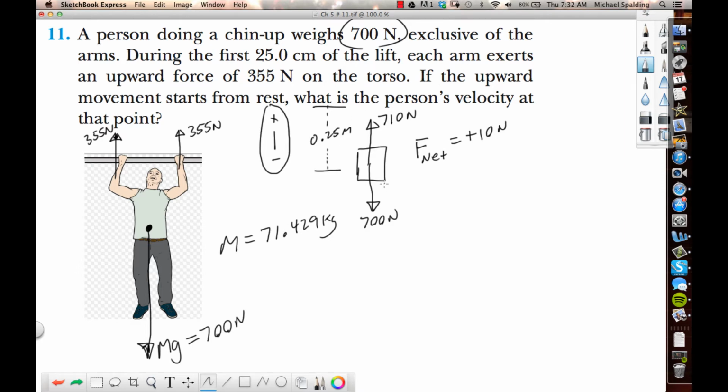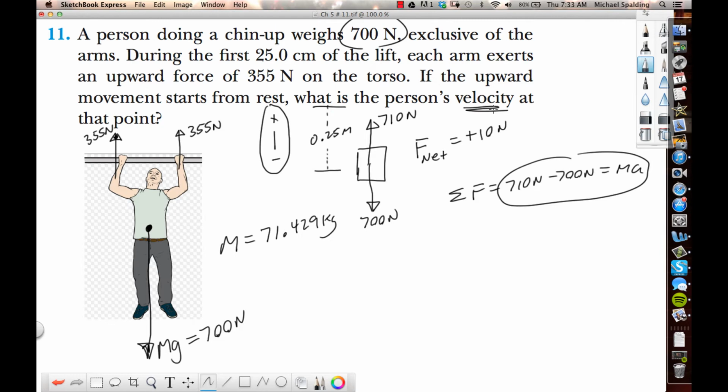All right, now look, you could solve this using last chapter, using just forces. What you could do is sum the forces. You'd go 710 minus 700 equals ma, right? From there, you could solve for a. Once you have the acceleration, how do you finish the question? The question wants us to find his velocity at the end of his chin-up.